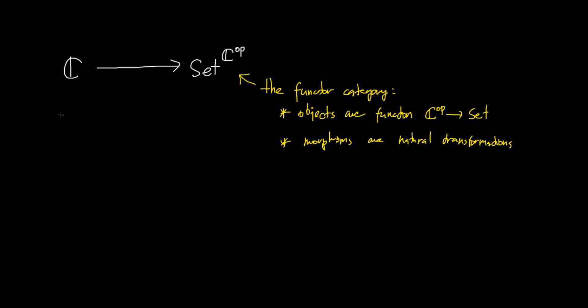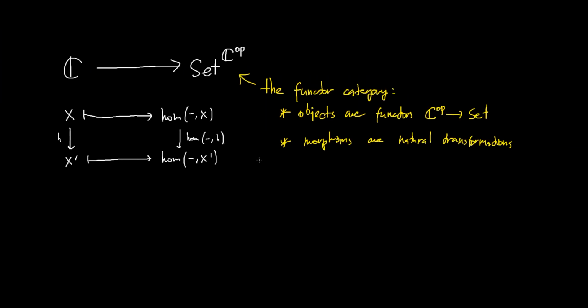What does our functor do? To every x, it assigns the functor hom(-, x), and to every morphism h, it assigns the natural transformation hom(-, h). This functor has a special name. It's called the Yoneda embedding. It's written by Y.